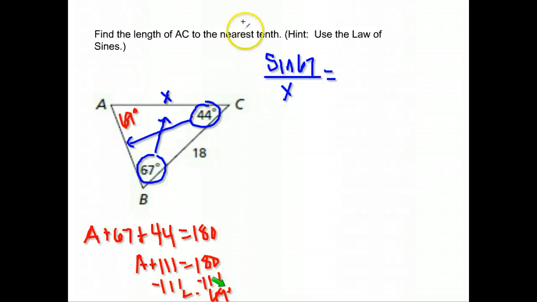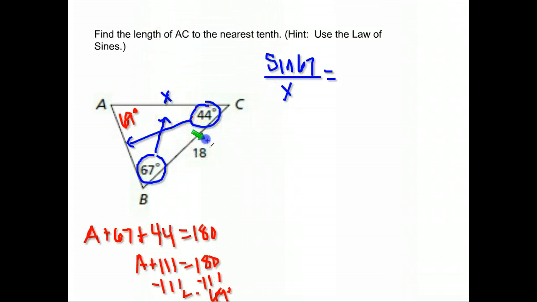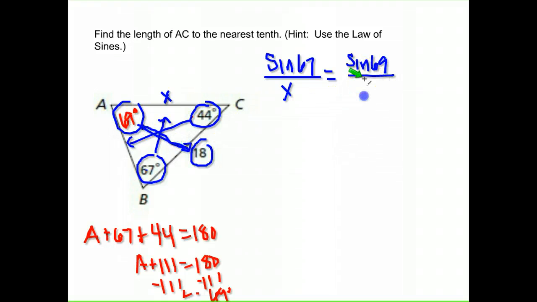All right, so I hit a little bump, but that's okay. I can come right back and keep on going. So here's the side that I knew. I needed the angle across from it, and now I have that angle. It's 69. So the sine of an angle, 69, over the length of the side across from it, which is 18. Now I am all set up, and I can solve this equation.